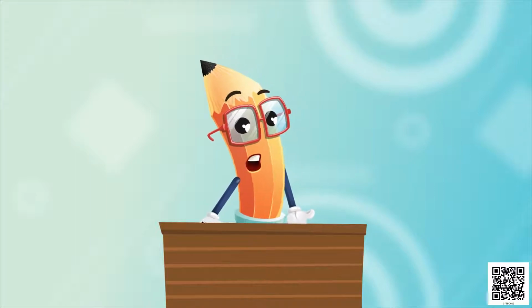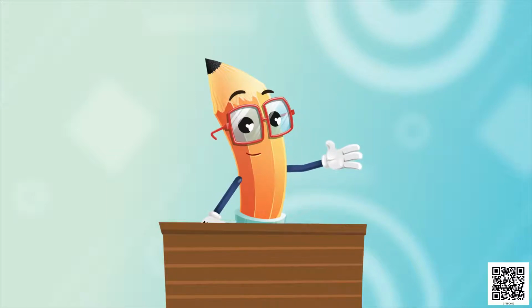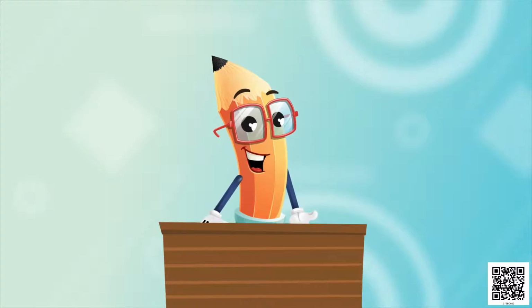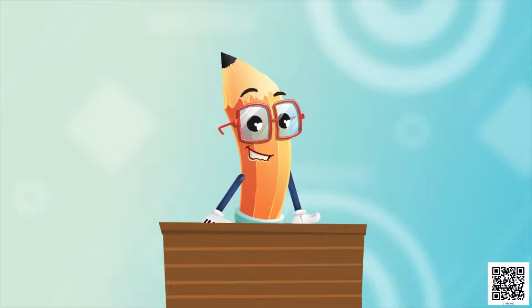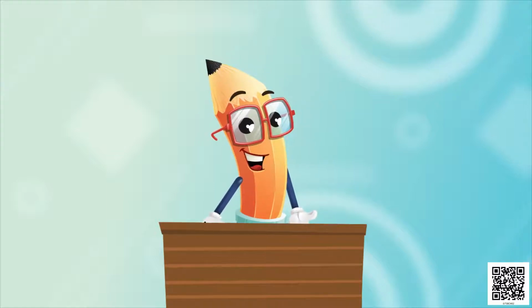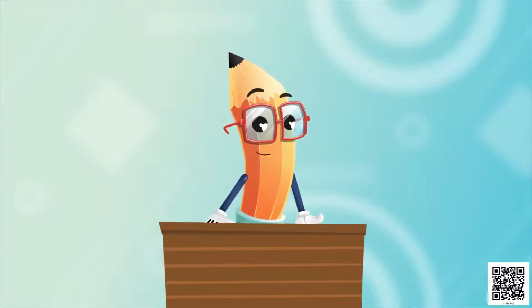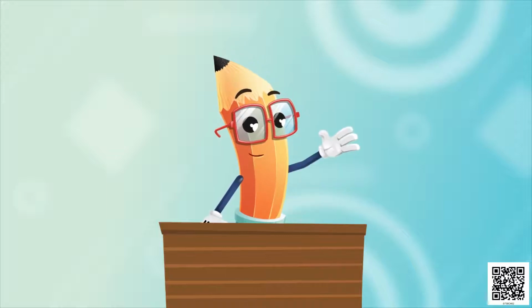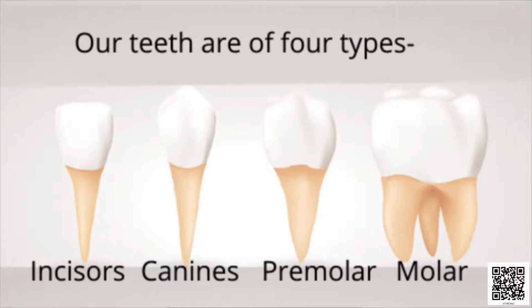Now, let us know about our teeth first. Each tooth is rooted in a separate socket in the gums. Our teeth vary in appearance and perform different functions. Accordingly, they are given different names. Our teeth are of four types: incisors, canines, premolars, and molars.